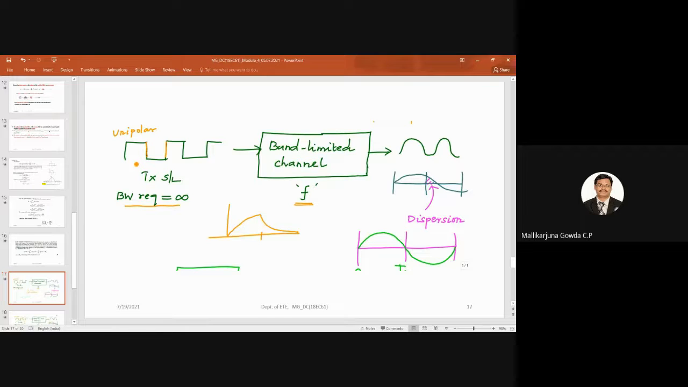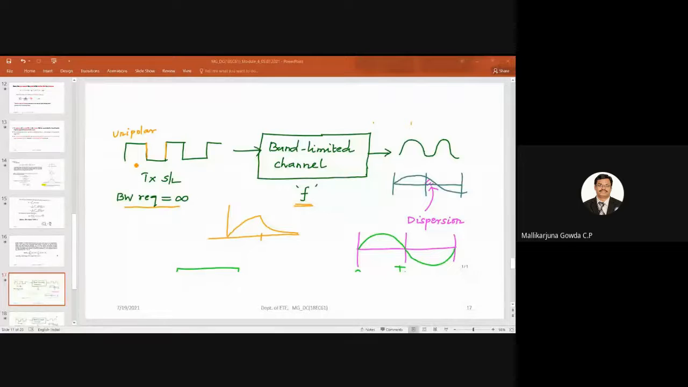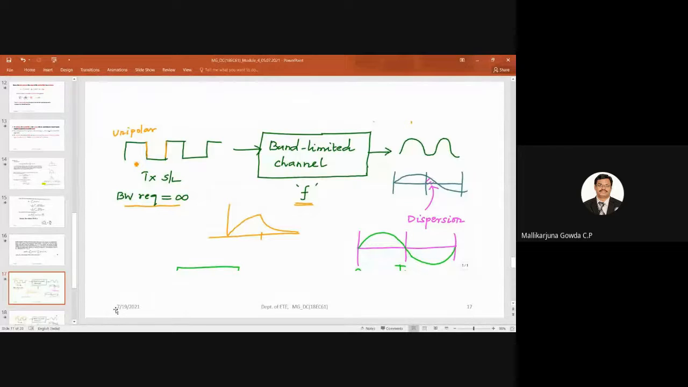Yes, my dear students. Fourier transform of a rectangular pulse. Hello? Yes, nobody is ready to talk.